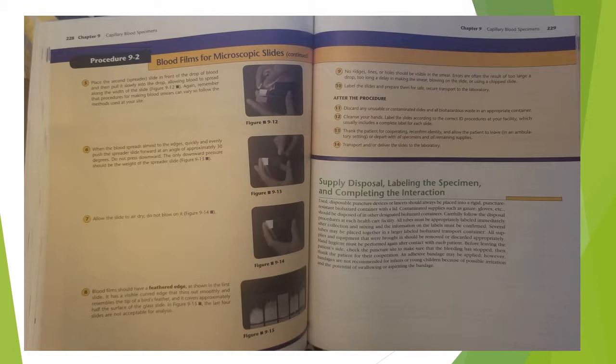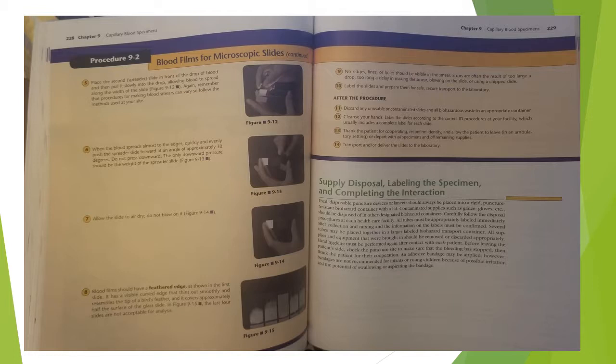When the blood spreads almost to the edges, quickly and evenly push the spreader slide forward at an angle of approximately 30 degrees. Do not press downward. The only downward pressure should be the weight of the spreader slide. Allow the slide to air dry. Do not blow on it.